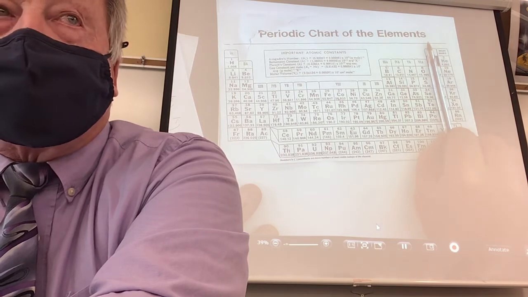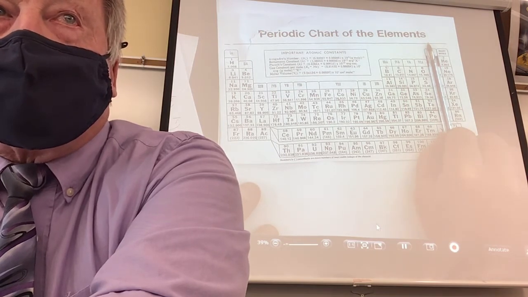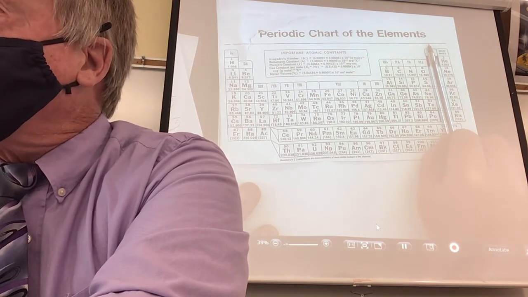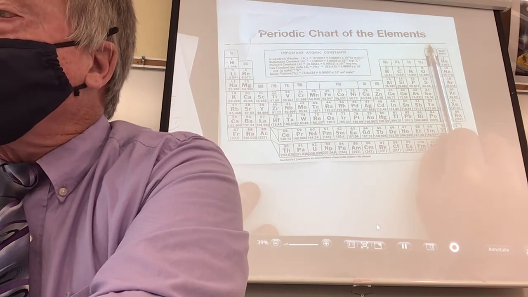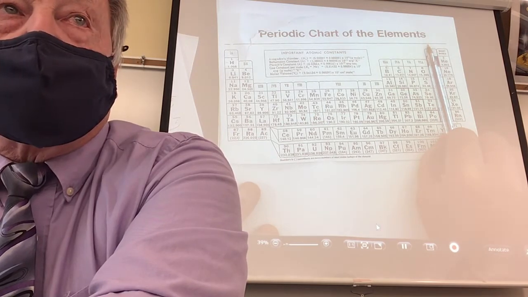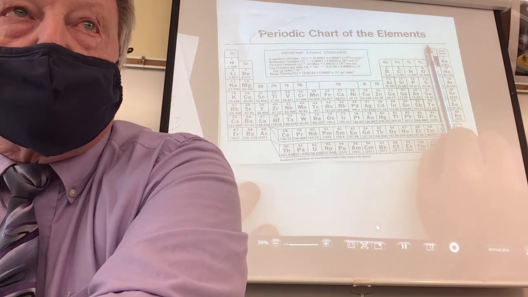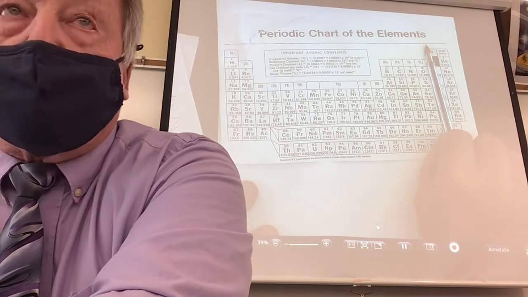What do you call that group right there? They use that term in your book, and even in this chapter. Anybody know what these are called? These are the halogens. Remember that? Now the rest of them, and then two more.